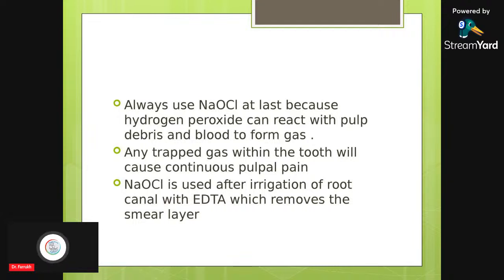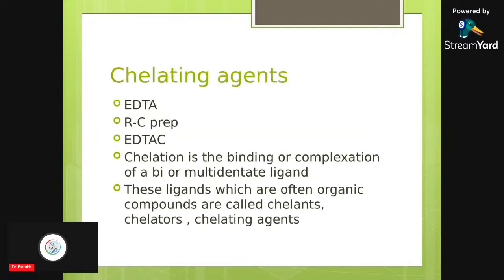NaOCl is used after the irrigation of the root canal with EDTA, which removes the smear layer. So this is a very important point. Chelating agent. What are the chelating agents? The EDTA you use is RC Prep.